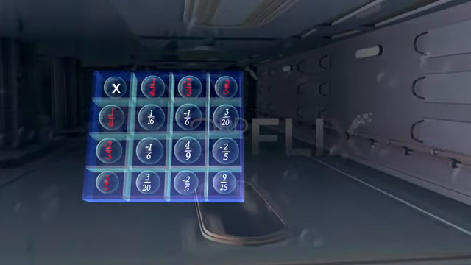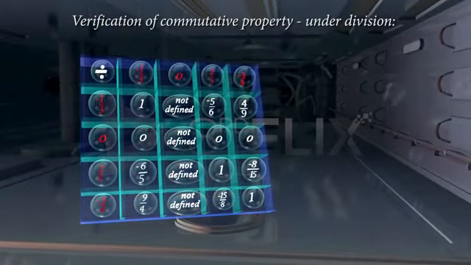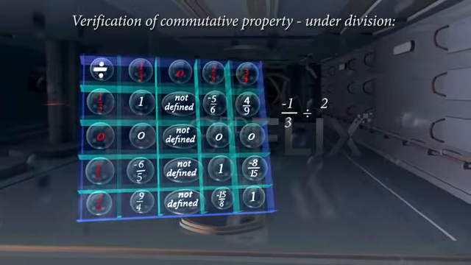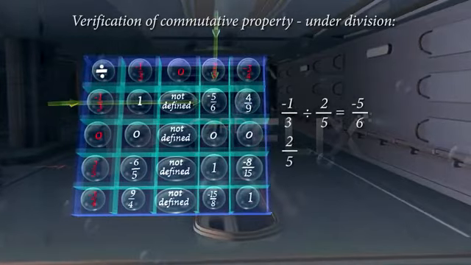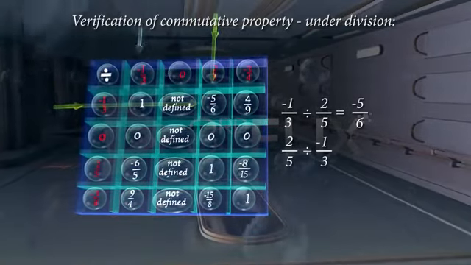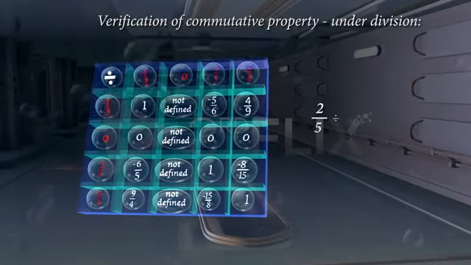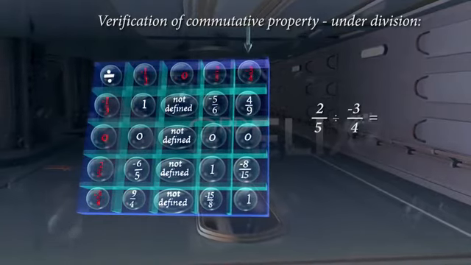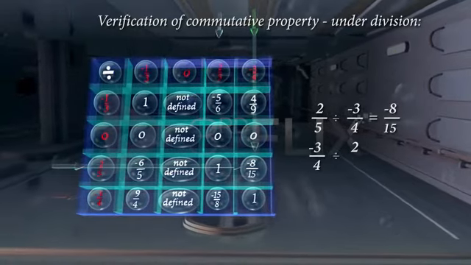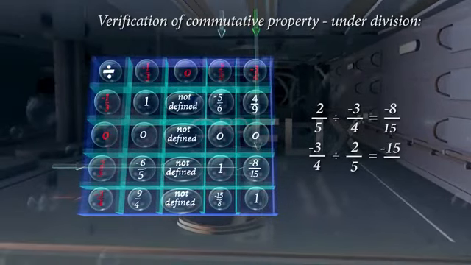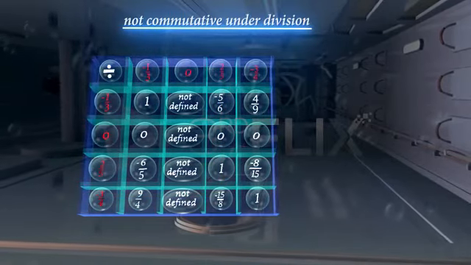Now, let us verify the commutative property under division. Look at the table. Minus 1 by 3 divided by 2 by 5 equals minus 5 by 6, but 2 by 5 divided by minus 1 by 3 equals minus 6 by 5. 2 by 5 divided by minus 3 by 4 equals minus 8 by 15, but minus 3 by 4 divided by 2 by 5 equals minus 15 by 8. Therefore, rational numbers are not commutative under division.